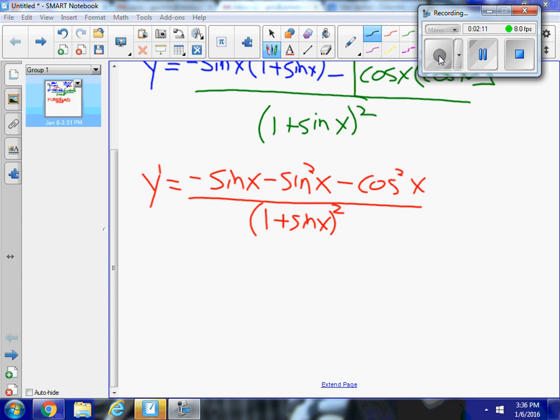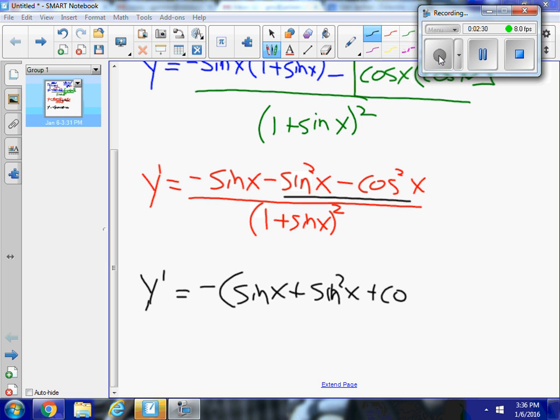So since I saw this sine squared x, cosine squared x, I'm going to take a negative sign out of this whole thing. So I'm going to have negative, sine x plus sine squared x plus cosine squared x, and that's all over 1 plus sine x squared.